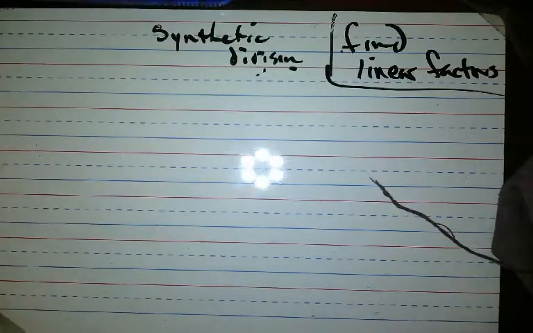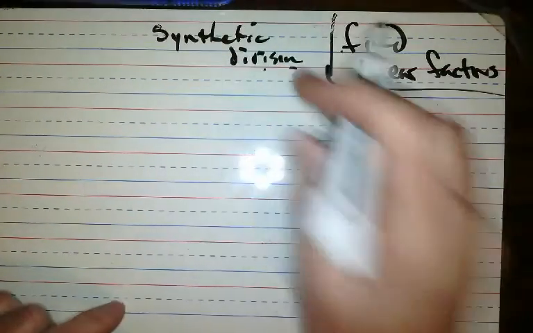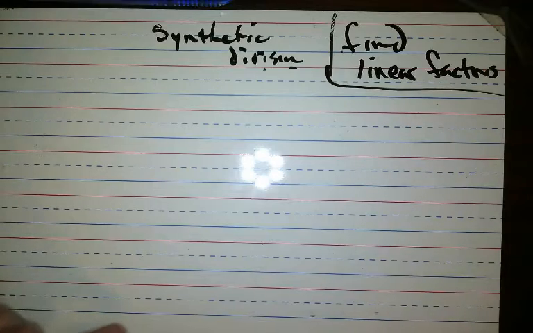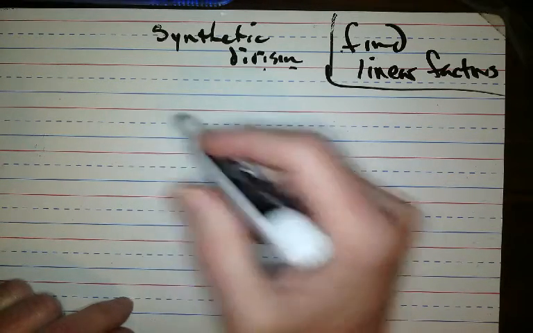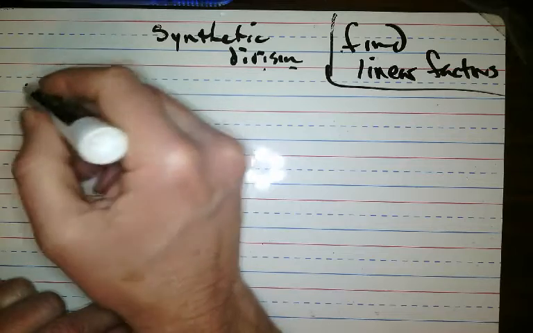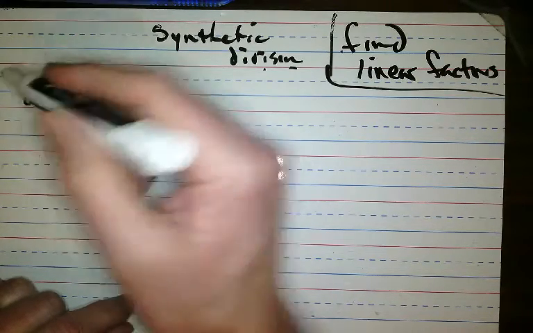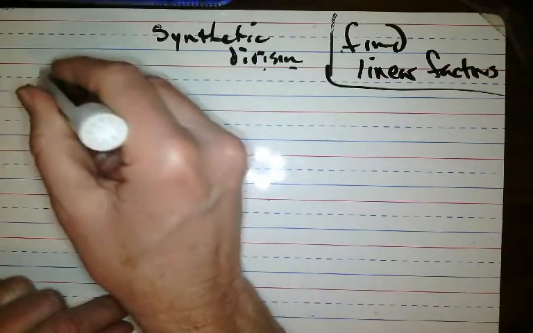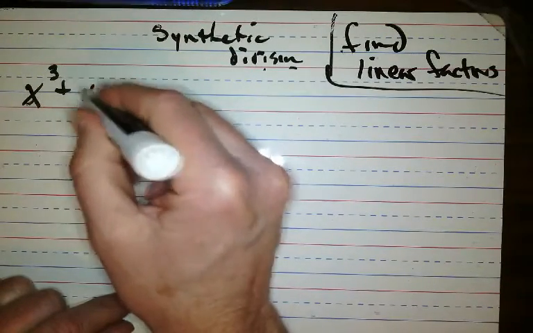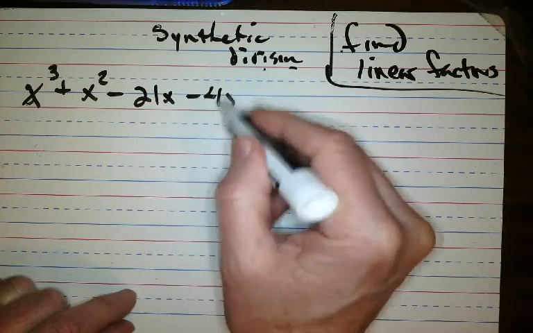Okay, now we're going to find linear factors, which is different. Yesterday we were finding factors that were x squared. This one's linear. So let's start. Say we had, let's try, x cubed plus x squared minus 21x minus 45.